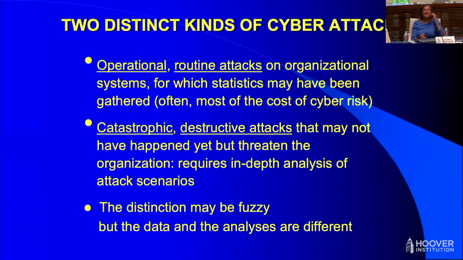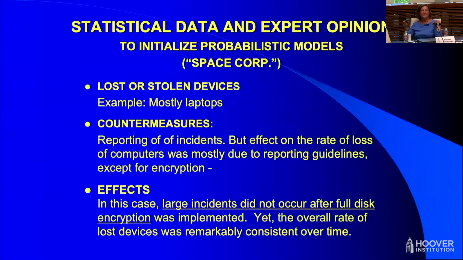So we have two distinct kinds of cyber attacks. The operational, routine attacks on the organizational systems, for which statistics may have been gathered. And most often, that is most of the cost of the cyber risk in that particular case. But then, the catastrophic, destructive attacks that may not have happened, but threaten the organization and require an in-depth analysis of attack scenarios. How can they get in our system? This may be fuzzy, but the data and the analysis are different.